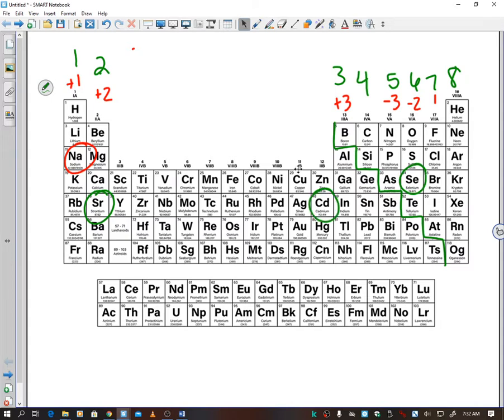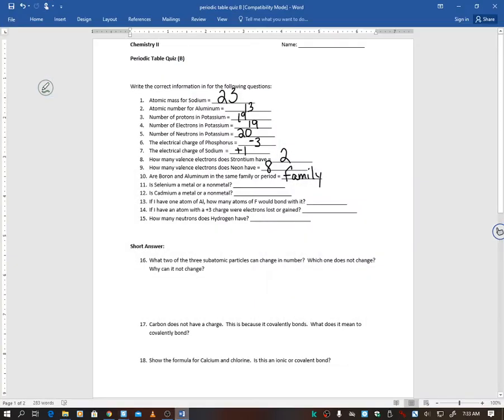Sure which side is metal and non-metal, I always look here at oxygen. It's a gas. I know oxygen's a non-metal. So this is my non-metal side, which means selenium is a non-metal, which means this is my metal side. So cadmium is a metal. Okay, so selenium is going to be non-metal. This one is metal.